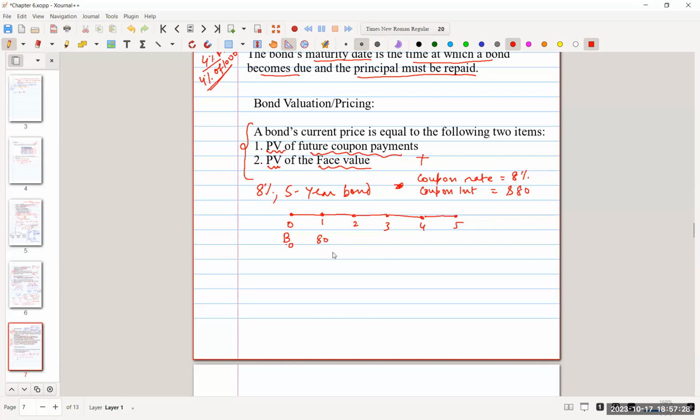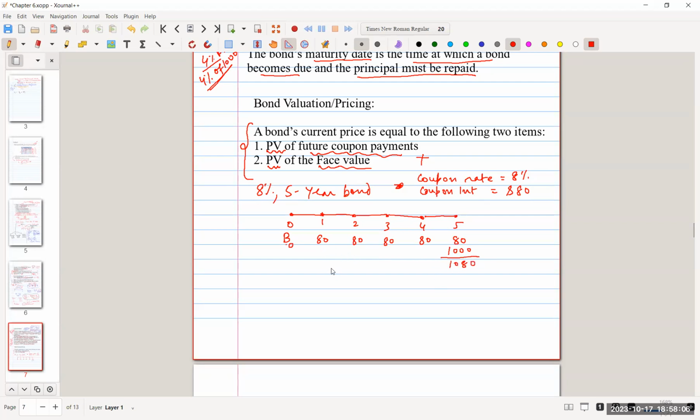So what will happen is, at the end of the first year, you will receive $80. We are assuming that interest payment is made to you only one time in a year, for the sake of simplicity. At the end of the second year, you will receive another interest payment, $80. At the end of the third year, another $80. At the end of the fourth year, another interest payment of $80. In the fifth year, the bond matures. It gives you two payments. One is $80 interest, and then it gives you back the original amount that you had given the company, the face value, $1,000. So in the fifth year, you get 1080.